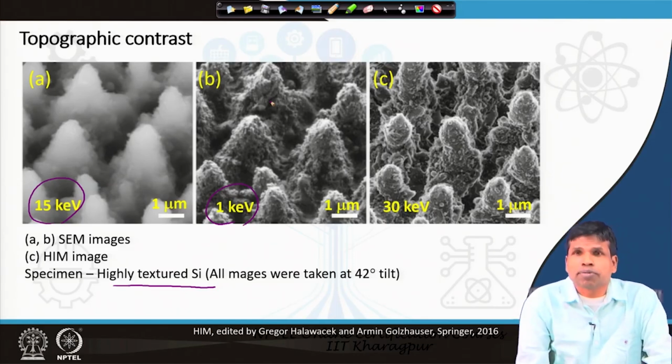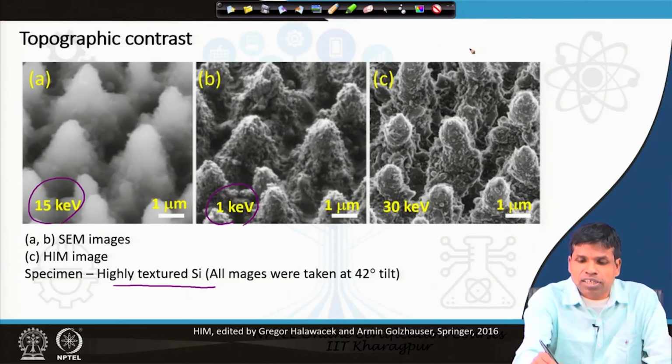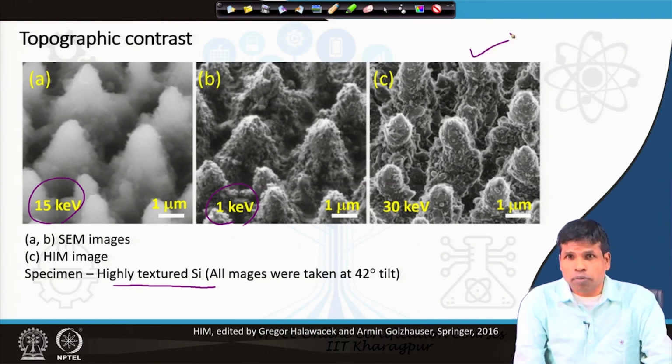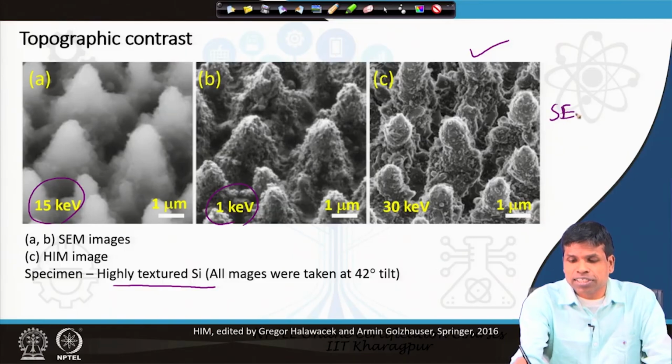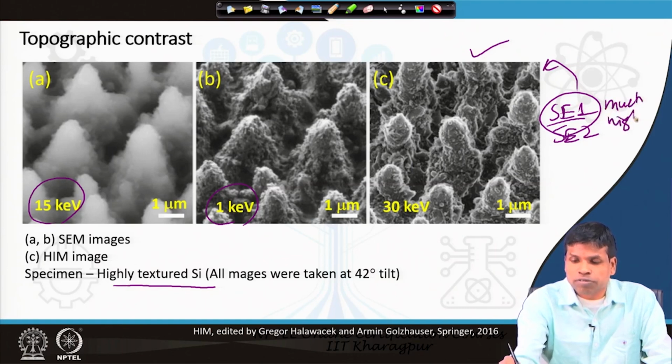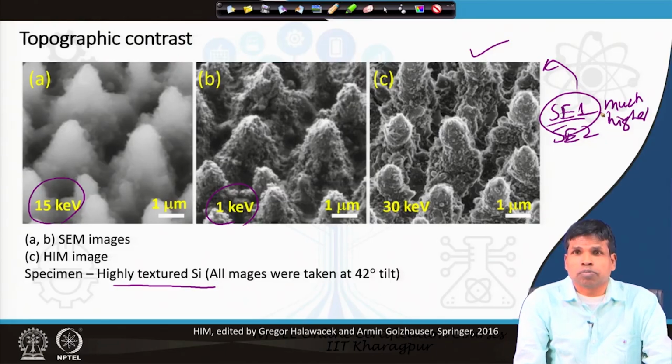Third one is our helium ion microscope. As you see, the clarity of the surface is much improved with a helium ion microscope, because here mostly SE1 is used, so the SE1 to SE2 ratio will be much higher in these cases, therefore giving not only better resolution, but also better clarity.